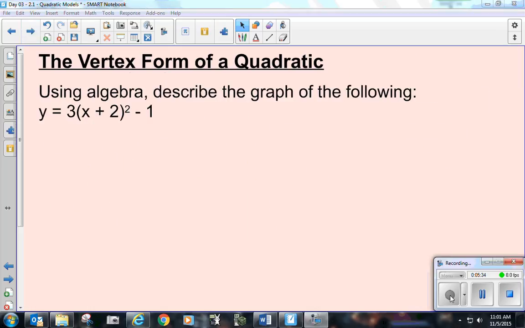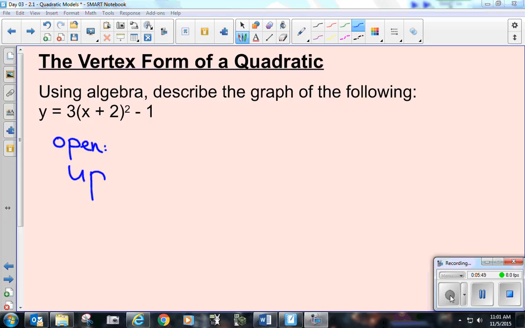So, using algebra, let's describe the graph of the following. Y equals 3 times the quantity x plus 2 squared minus 1. How does this open? It opens up. And how do we know that? Yeah, because my a value, which is 3, is bigger than 0, or it's positive. So we know it opens up. So it'll look like this. Forever should open up. Done.